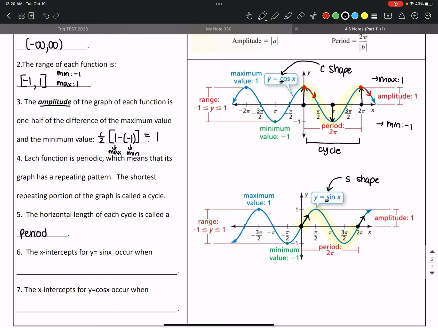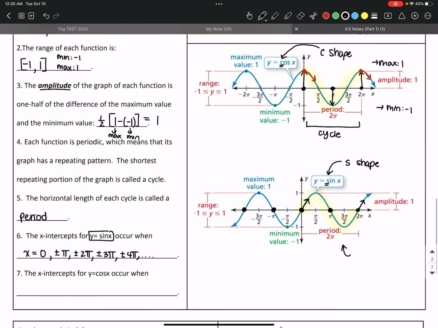Then I want to look at where the x-intercepts are. The x-intercepts for y equals sine of x, so that's this graph here at the bottom, occur when, well, let's look. I have one at 0, one at pi, then 2 pi, negative pi, and negative 2 pi. So where x is equal to 0, plus or minus pi, plus or minus 2 pi. If I continued this graph, that pattern would continue, plus or minus 3 pi, plus or minus 4 pi, etc. And then the x-intercepts for the cosine graph, I see at 0, at pi.